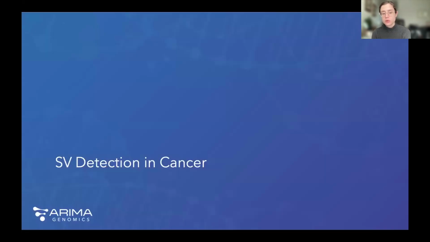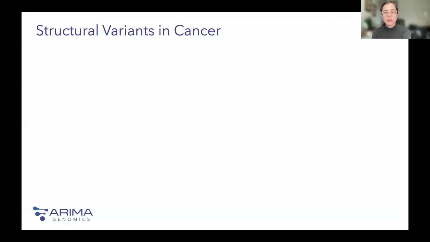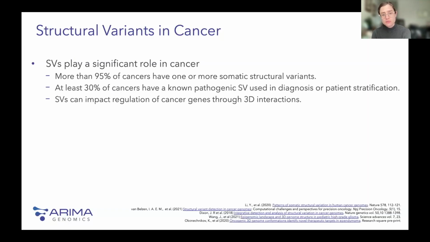And let's talk about the importance of SVs, which stands for structural variants, in cancer. So structural variants play a very significant role in cancer. More than 95% of cancers have one or more somatic structural variants, and about 30% of them have a known pathogenic structural variant that is used in diagnosis and for patient stratification, and it oftentimes can also guide the therapy decisions. That's why it's very important to be able to identify structural variants in a patient so that we can potentially help them receive better care.